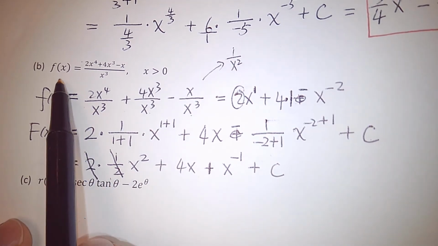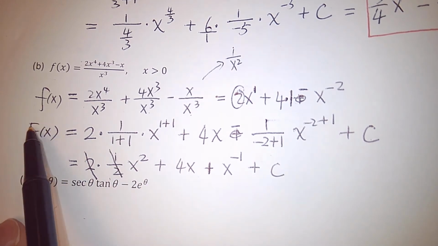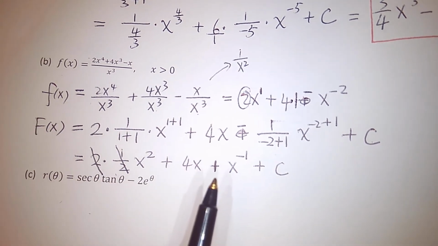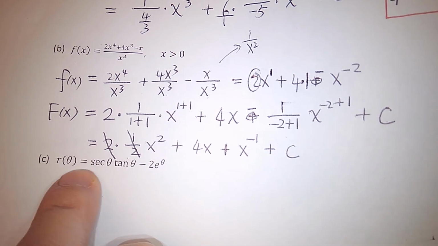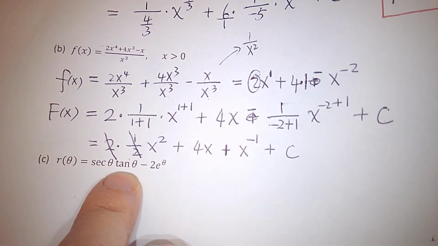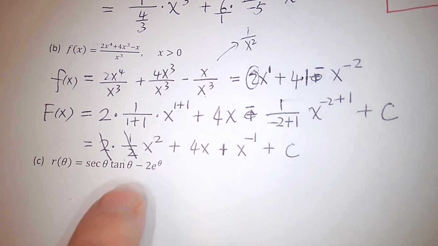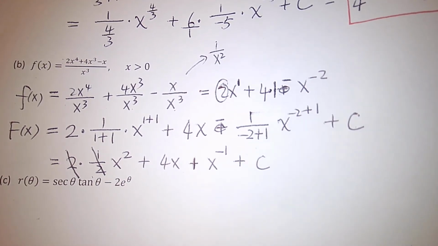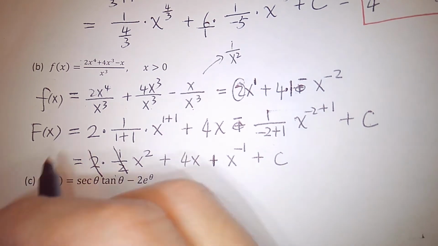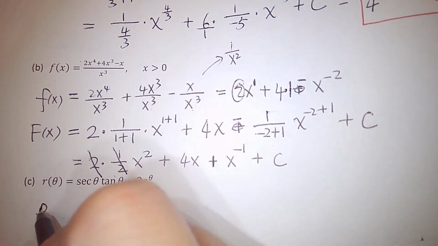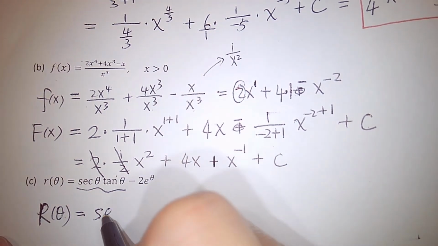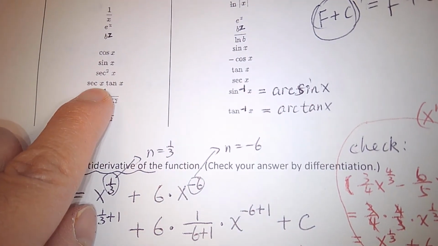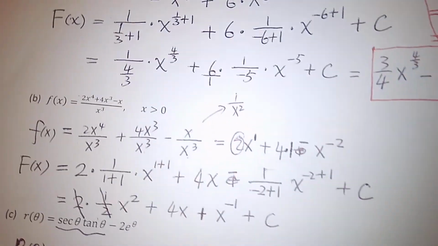So for lowercase f there will be a corresponding capital F, just use the formula. Alright, question C. If a function r of theta is defined by secant theta times tangent theta minus 2 times e to the theta, find the most general antiderivative. Is it secant theta minus 2 e to the theta plus c? Yes. Lowercase r's antiderivative should be capital R of theta. What is the antiderivative for secant theta tangent theta? Secant theta, right?